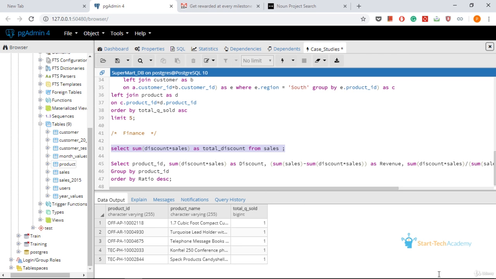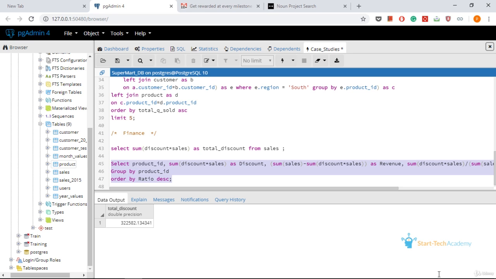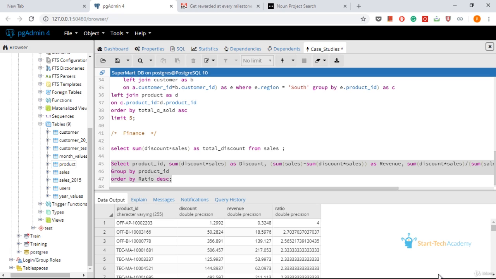If I select this first query and run it, we get that 322,000 units is the total revenue loss because of the discount given. When I select and run the second query, we find out the sales of each product in the revenue column. We find out the discount given for each product in the discount column and the ratio of these two. I have ordered it in the descending order of this ratio, which means that for the first product, we have given 4 times the discount than the revenue it has generated.